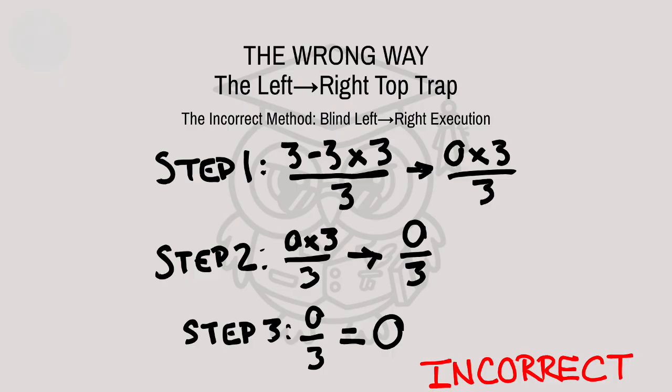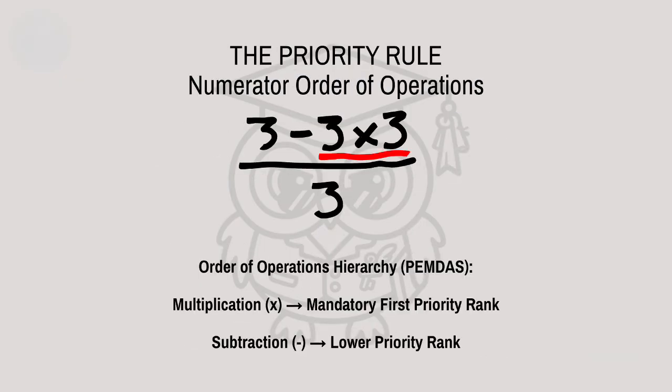Many people mistakenly work across the top numerator strictly from left to right. Subtracting the front 3 minus 3 gives 0. Then multiplying 0 by 3 stays 0. Dividing 0 by the bottom 3 leaves an incorrect answer of 0. So now let's solve it the correct way.